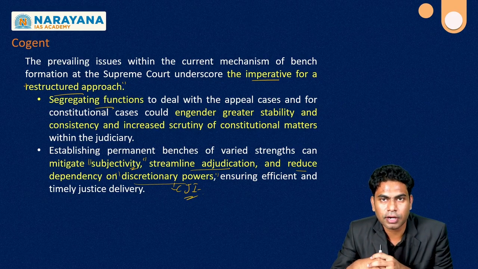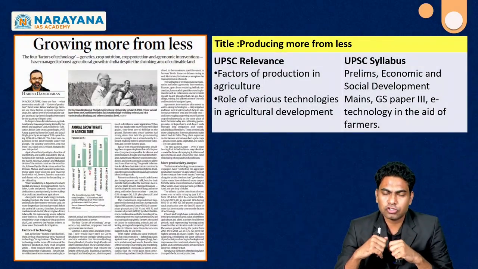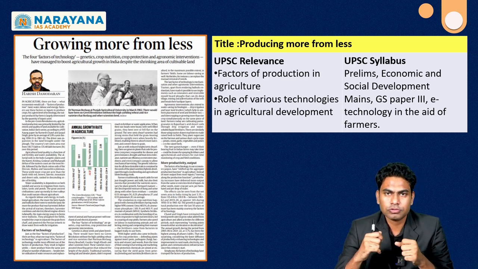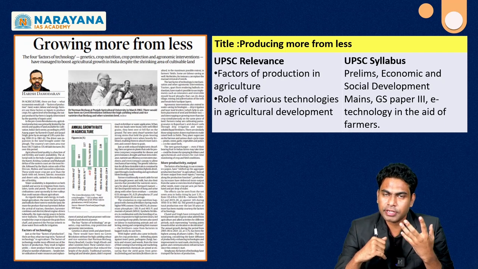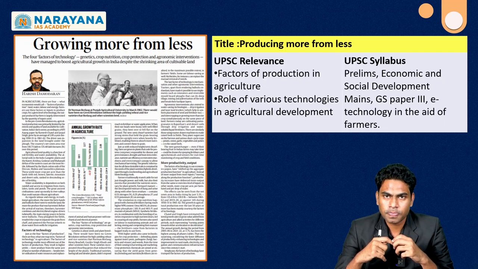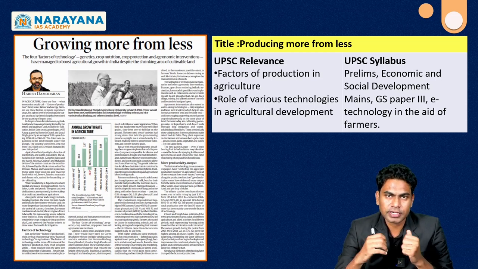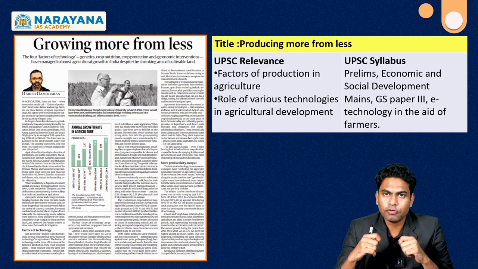Now let us look into another article. The article is on agriculture. How technology in agriculture could lead to significant enhancement in production and income levels of the farmers. As you know, farming is in crisis with respect to stagnation of income levels and its contribution to the overall GDP in India. For that, we require innovative ways.